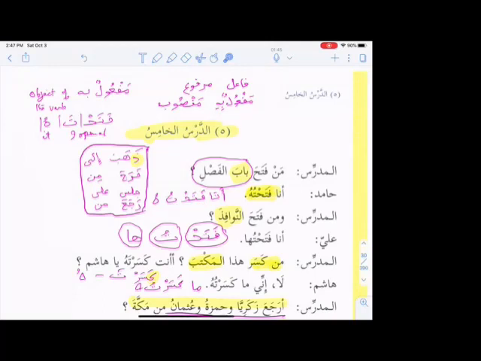Now who goes to the bab? Ana, fatah, tu, who? So now who is a mafulun bihi. So in other words, the verb fataha is a transitive. It will always require a mafulun bihi, an object, you know.